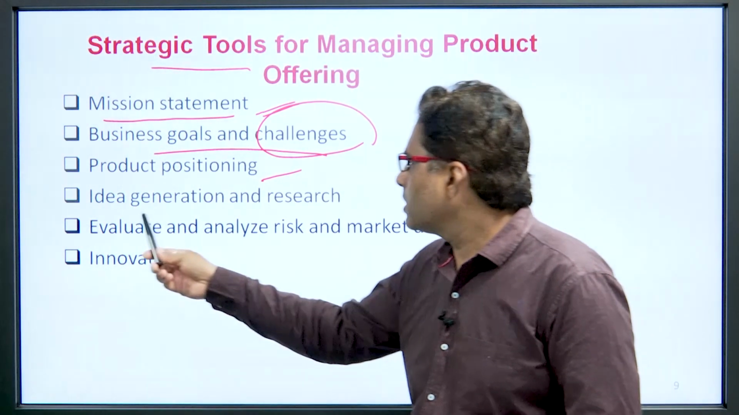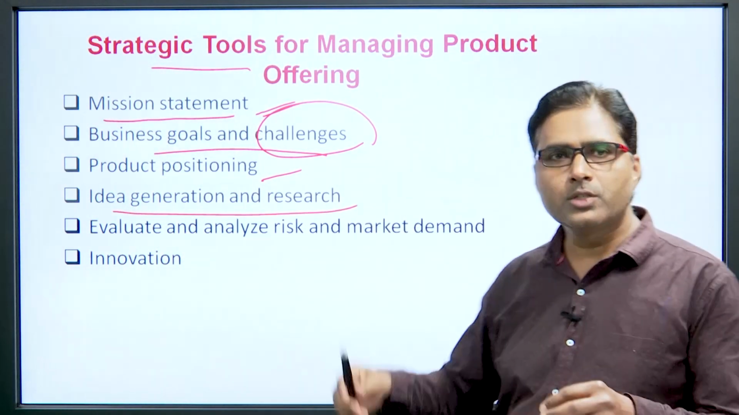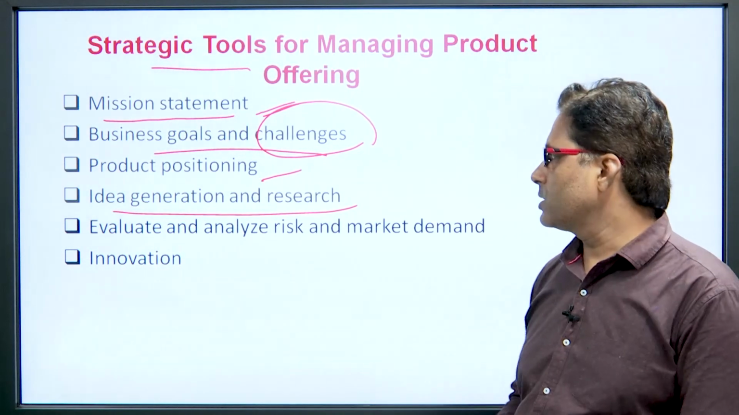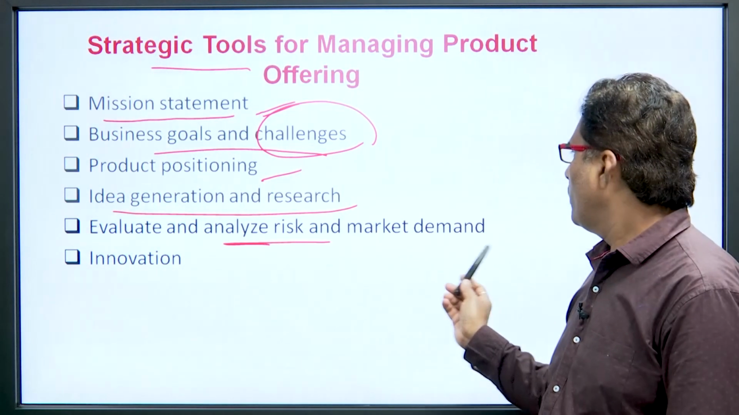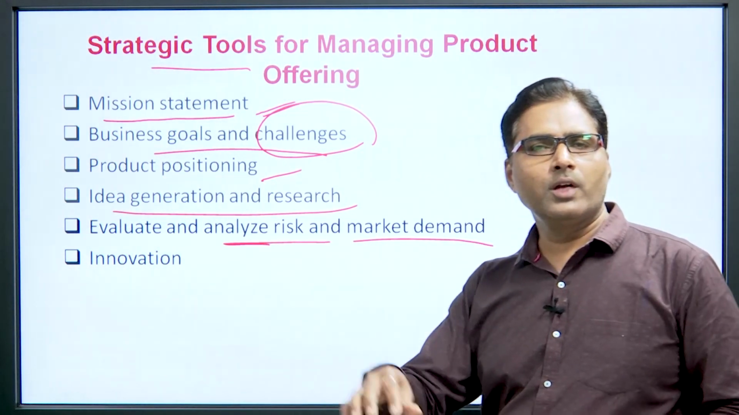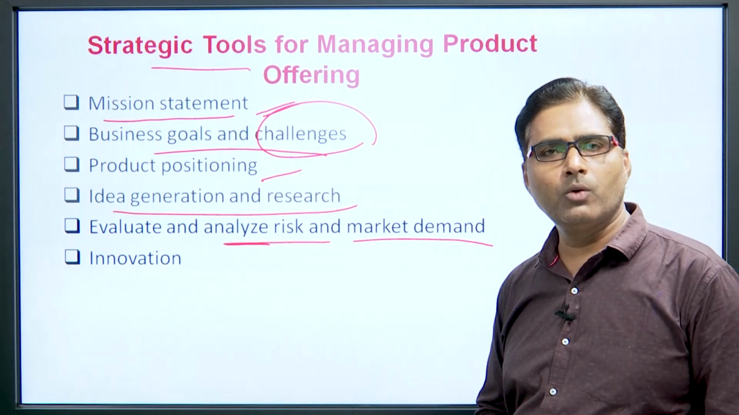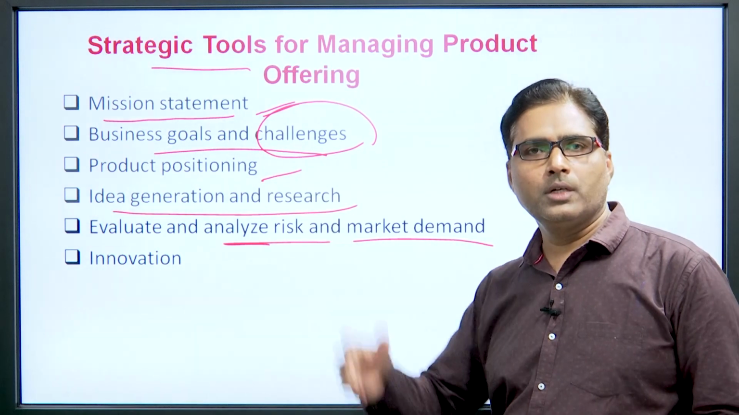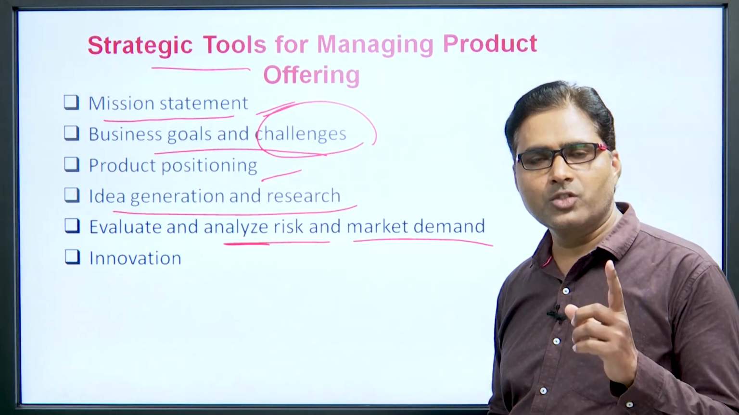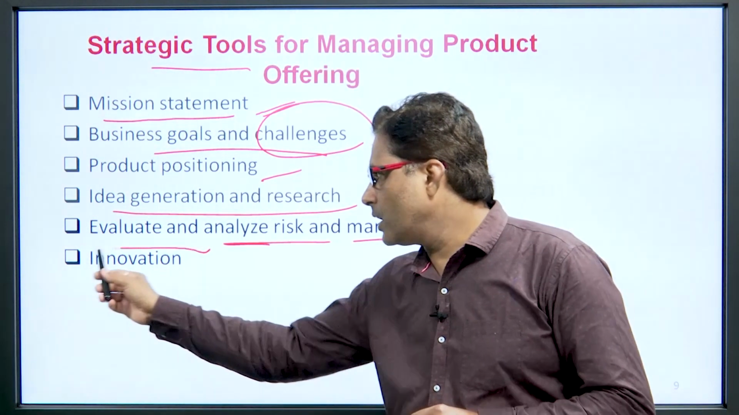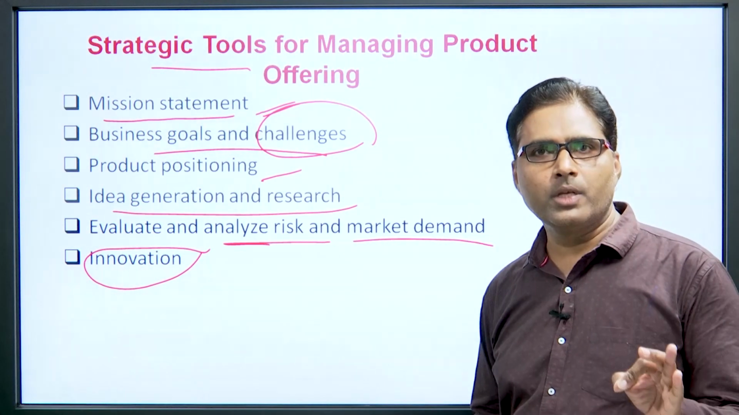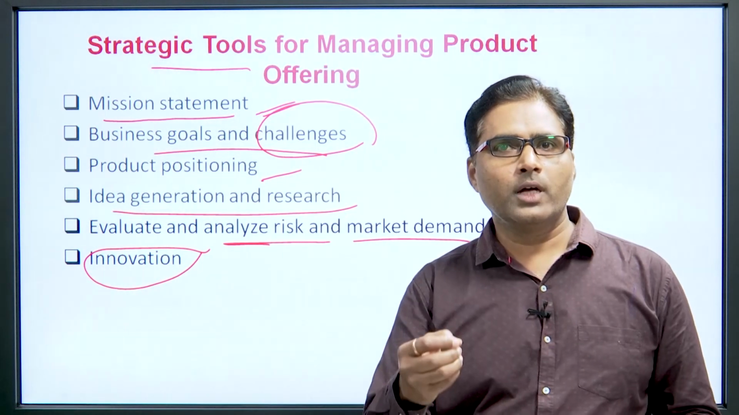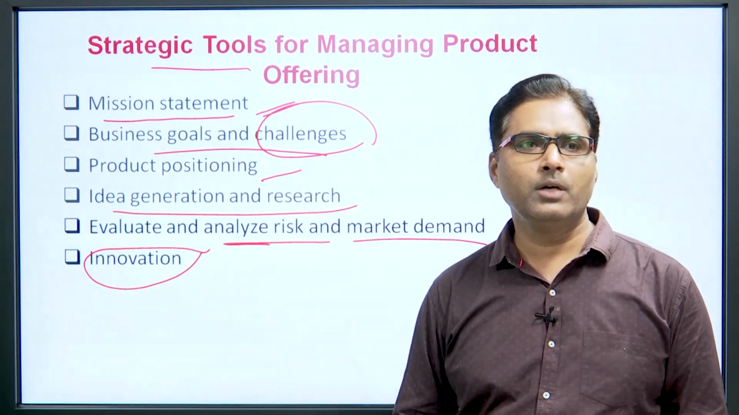Next strategic tool is idea generation and research. Proper research should be done, so that great products can be offered to the customers. Analyze risk and market demand. Very frequently you must analyze the risk and market demand, only then will you keep yourself in the market for the longer run. And the last strategy is innovation. Innovation is primary in nature these days, because innovation gives your product a new look, new feel, and gives better benefits.